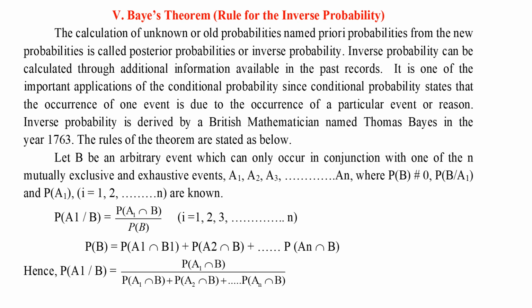Inverse probability was derived by a British mathematician named Thomas Bayes in the year 1763. The rules of the theorem are stated as below. Let B be an arbitrary event which can only occur in conjunction with one of the n mutually exclusive and exhaustive events A1, A2, A3, and so on, where P(B) is not 0, and P(Ai) for i equals 1, 2, ..., n are known. It can be well understood after learning the following illustrations.